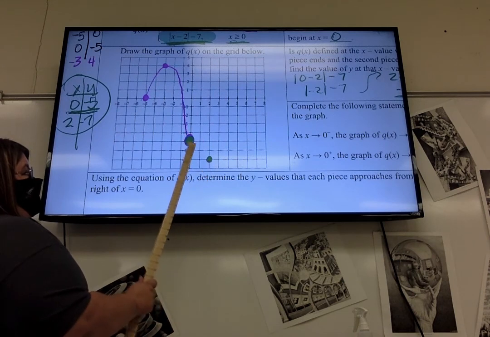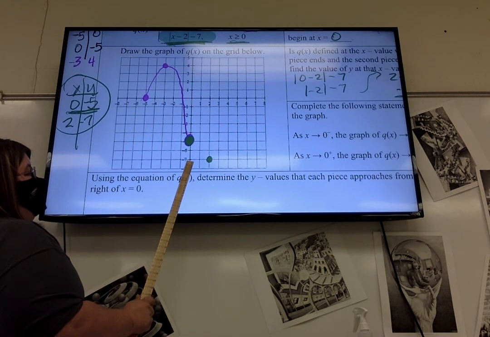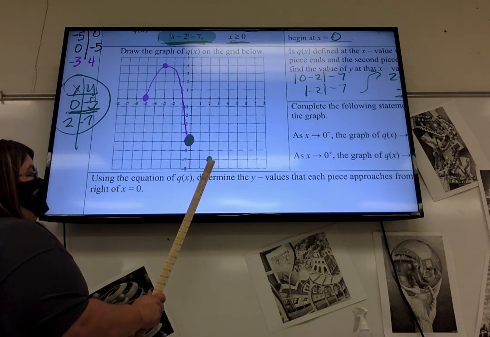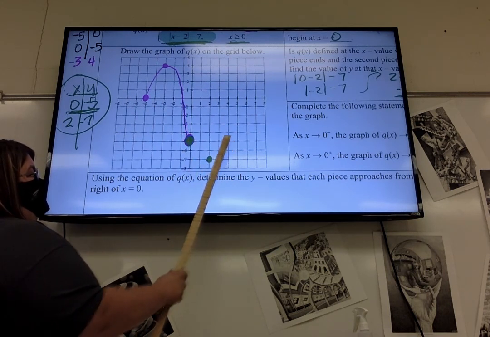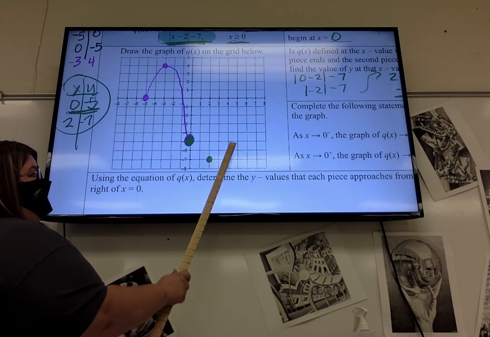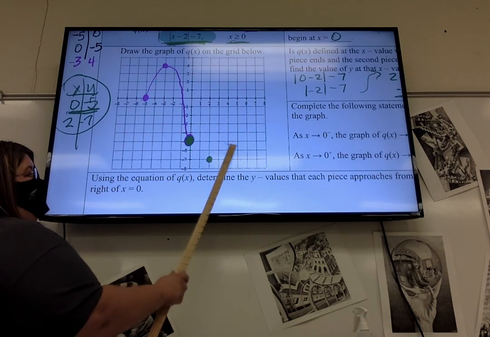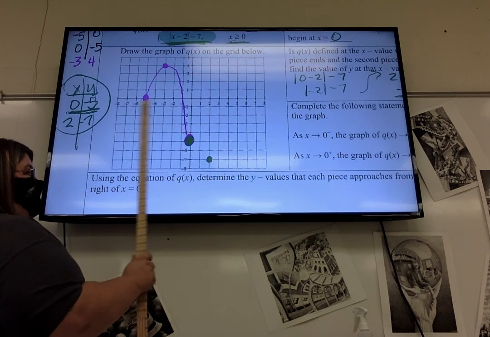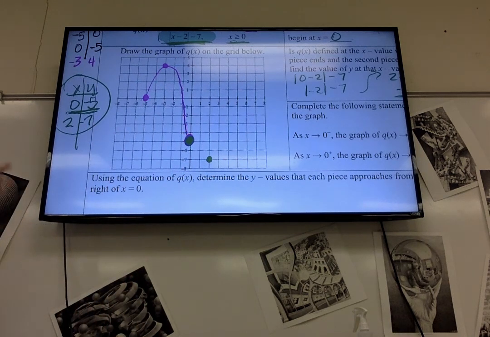So if it's at -5 when I go 2 to the left of my vertex point, it's also going to be at -5 when I go 2 to the right of the vertex point. So I should have a dot right here as well. Or you could just pick a point and plug it in. You could plug in 4.